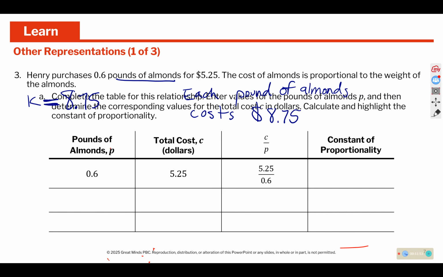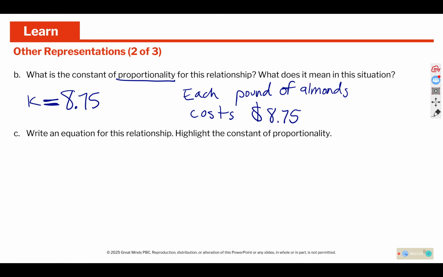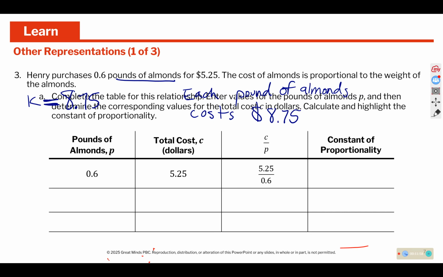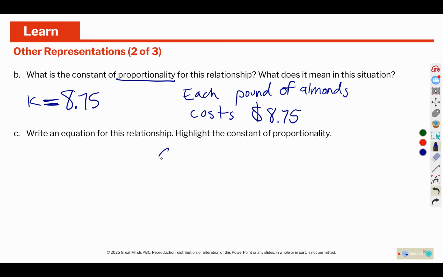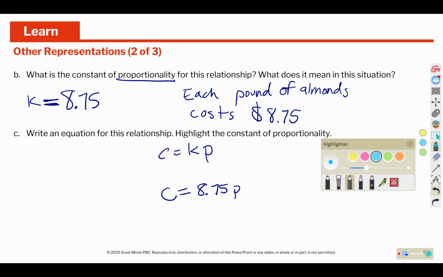You can see here that they use P and then C instead of X and Y. So C is like our Y value, and P is like our X value, pounds and cost. So we're going to write C equals, and we're replacing K with our constant of proportionality, and then P for pounds. And it asks us to highlight the constant of proportionality in the equation.